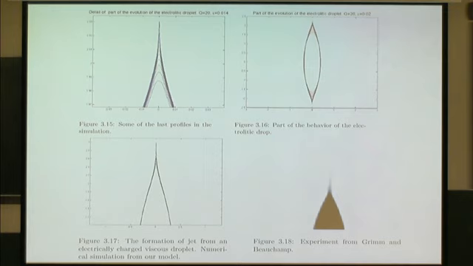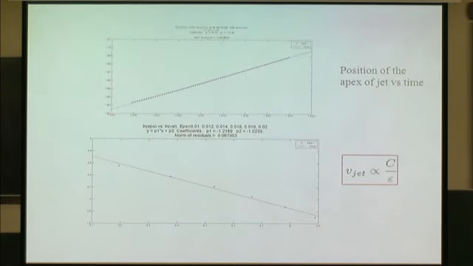Okay, you can do more than that. You can also compute numerically, but you can find also analytical arguments. You can compute, for example, the position of the tip of the jet versus time, and you find that for any epsilon that we look at, it follows a linear law.